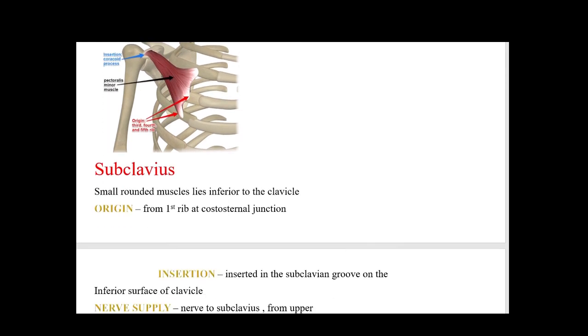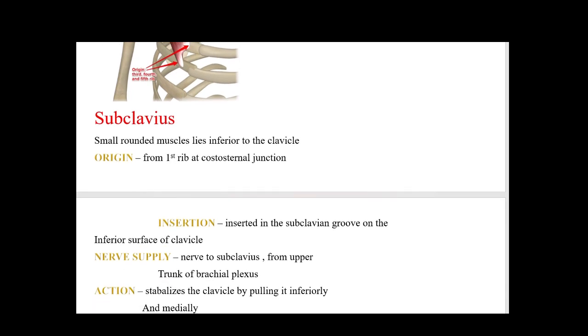Okay, let's move on to the subclavius muscle. Subclavius muscle is a round, small muscle which lies inferior to the clavicle. Now, firstly, see its origin. It originates from the first rib at the costosternal junction. You can imagine all these things, how a muscle is originated, how a muscle is inserted.